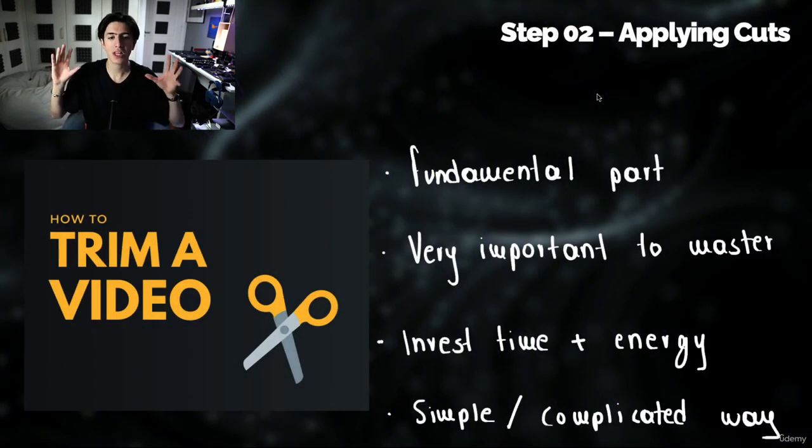Now, the key parameter and principle of editing is obviously applying cuts, and this is what we're going to be discussing in the second part of this lesson. This is a fundamental part of video editing. It is very important for you to master how to successfully edit and trim a video, and this is the part in which you want to invest most of your time and energy. Remember that when applying cuts to an A-roll, there is a simple and a complicated way, and I'm going to be introducing you to both of those ways right now.